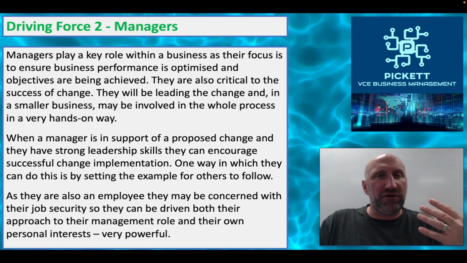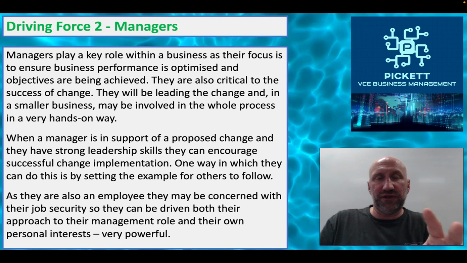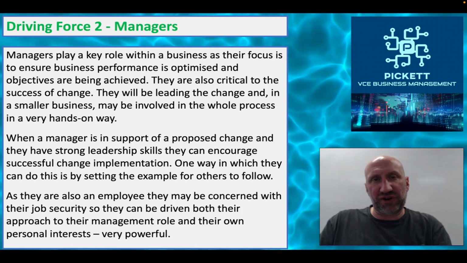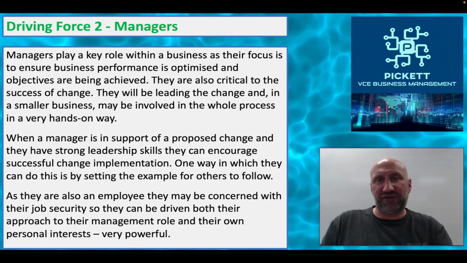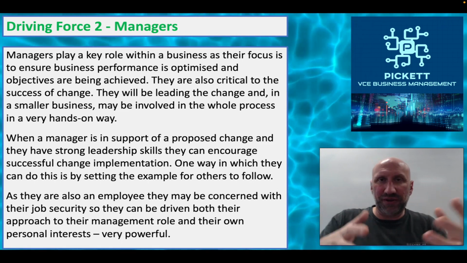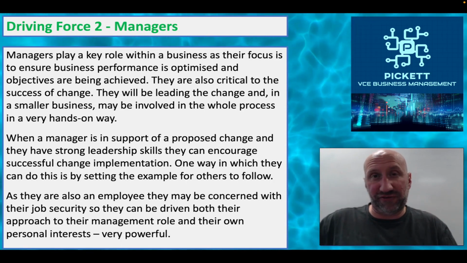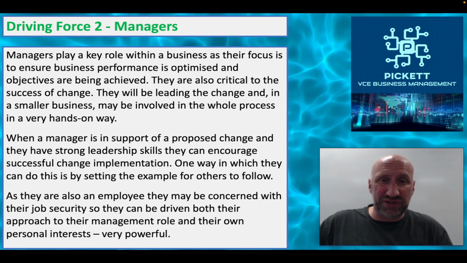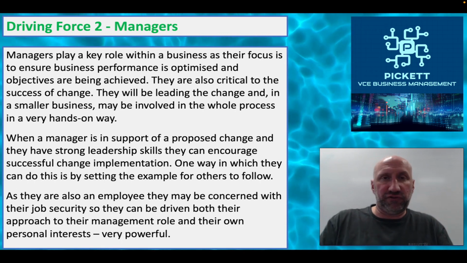So managers can be a very powerful driving force. One thing that's interesting, you're also going to see when we look at the restraining forces, managers appear in there as well. There are in fact a few of the driving forces which appear in both lists, because it depends on how it plays out in that scenario. But in terms of them being a driving force, if they have the right motivation and the right skills, then they can be a really, really powerful driving force for change.